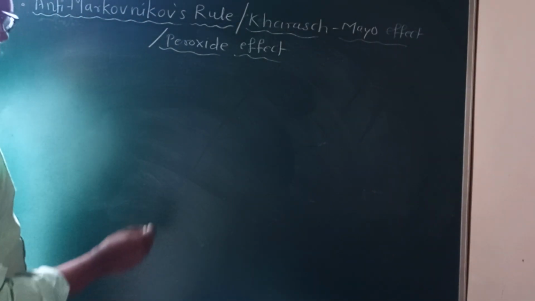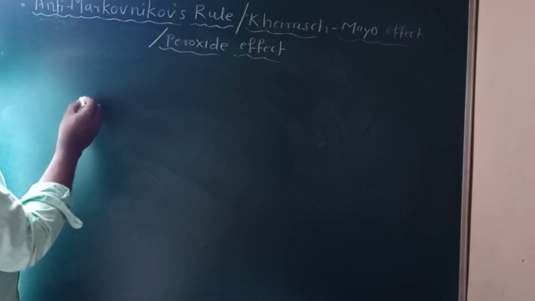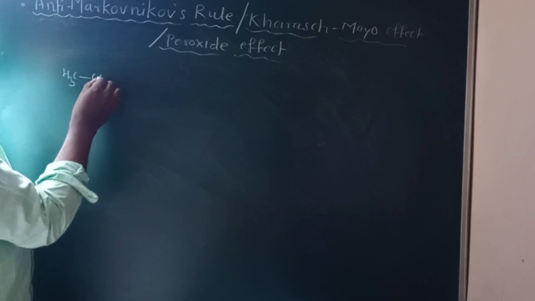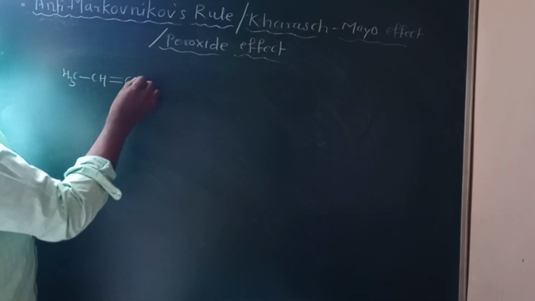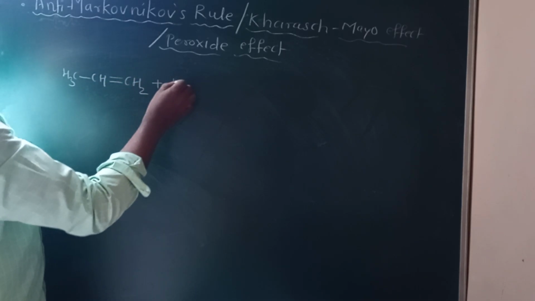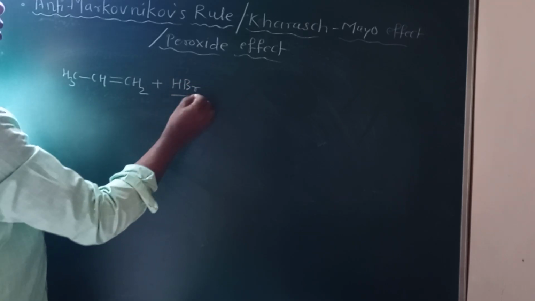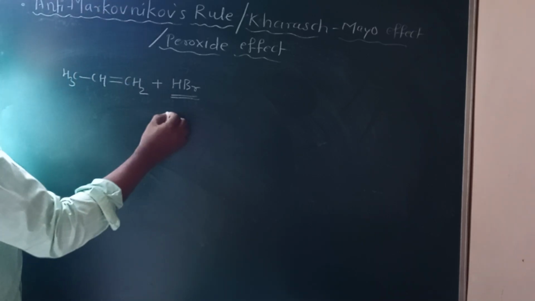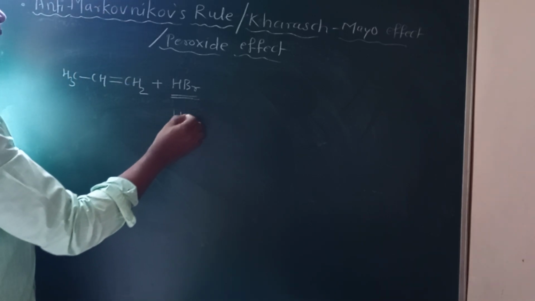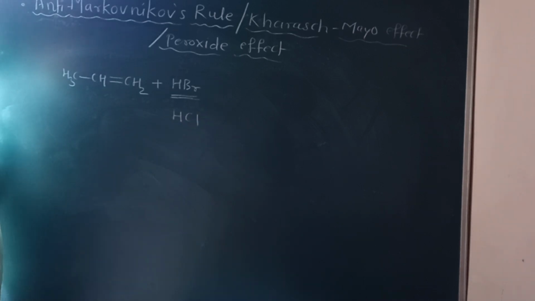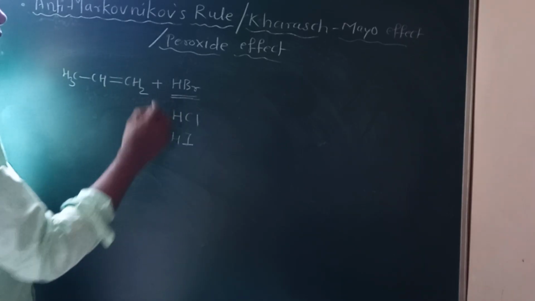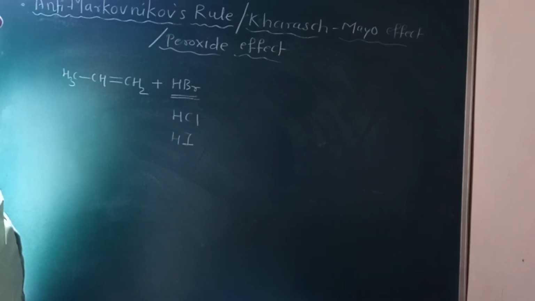Okay. So let us have the same alkene once again, propene. So CH3, then CH, then double bond CH2. It's propene plus HBr only. Remember, it is very notable, HBr. Anti-Markovnikov's rule is not shown by HCl; addition of HCl will not follow this AMR, that is anti-Markovnikov's rule. Similarly, addition of HI also doesn't follow this AMR rule.